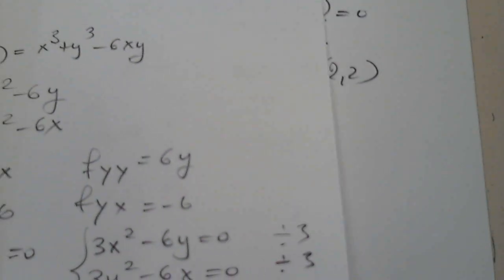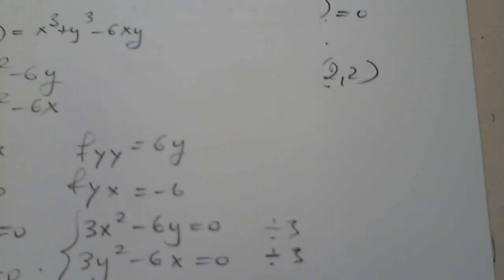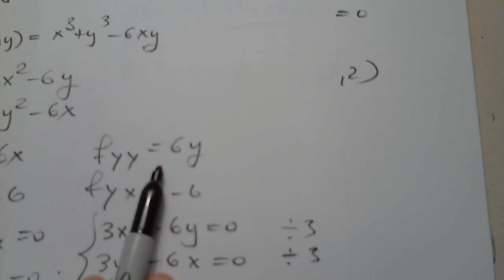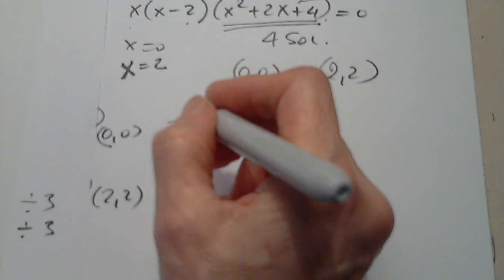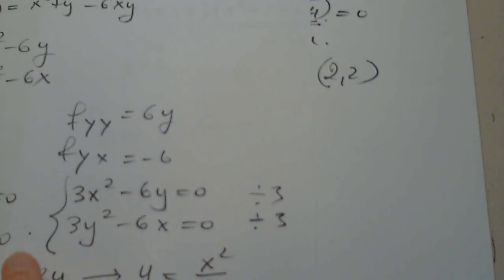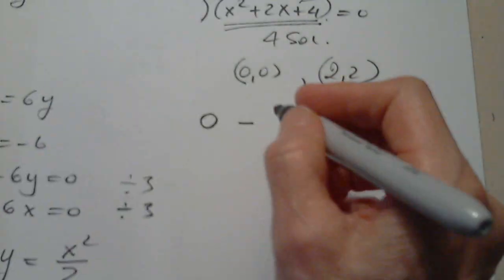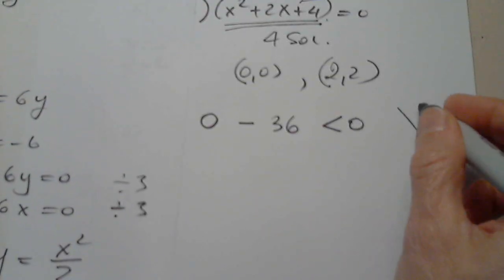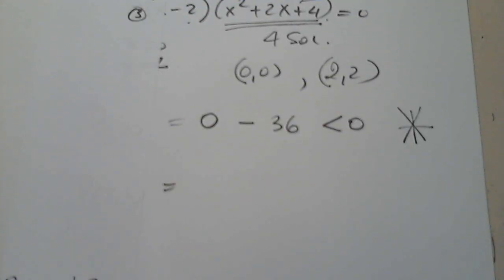So fxx is 6x, fyy is 6y. Okay, so with 0, this will be 0, minus fxy squared. But this is a negative number, so there is nothing coming from here, because D must be positive. If D is negative, the test gives us a saddle point.